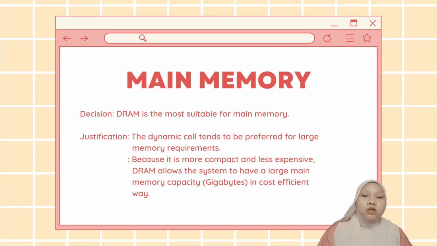DRAM is the most suitable type for main memory. Dynamic cells tend to be favored for large memory requirements. Modern operating systems and applications require gigabytes of data space. Because DRAM cells are smaller and less expensive, it is the best choice to build large-capacity main memory cost effectively.